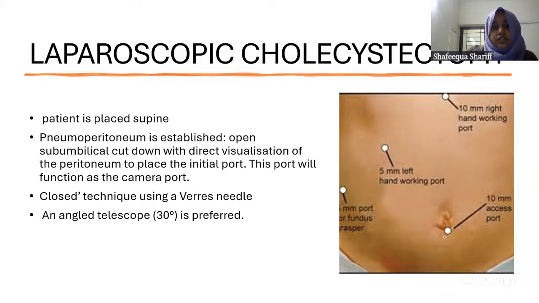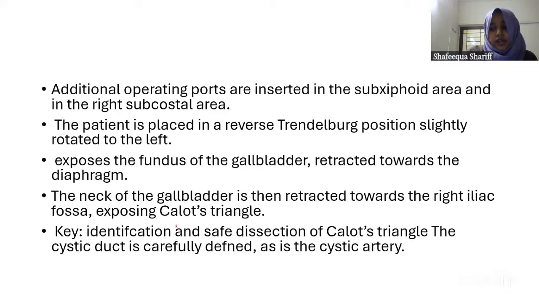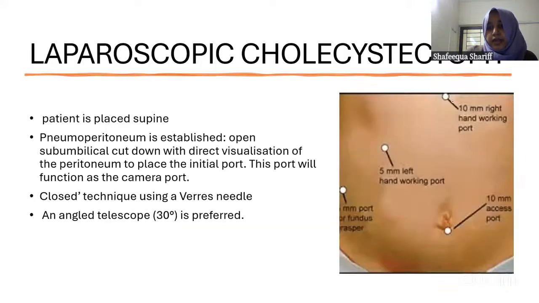In the closed technique, we use Palmer's point, where we introduce a Veress needle, induce pneumoperitoneum, and then move forward. We can use Palmer's point, or we can do it here also. Usually the preferred camera is a 30-degree angle telescope. The other ports are a 10 right hand working port near the epigastric region. This is the midclavicular region, another 5 left hand working port, and a 5 port. This is used for grasping the fundus and lifting up the gallbladder.